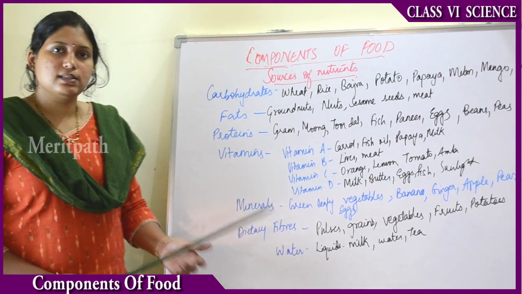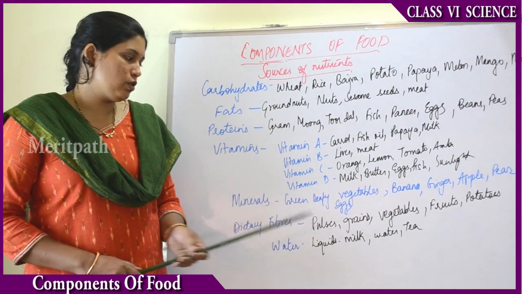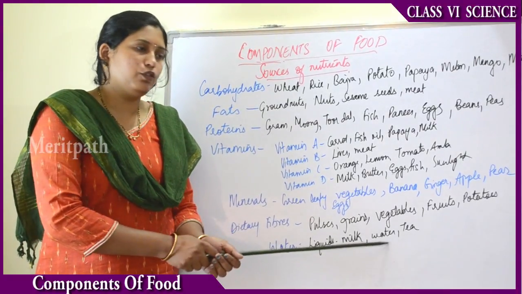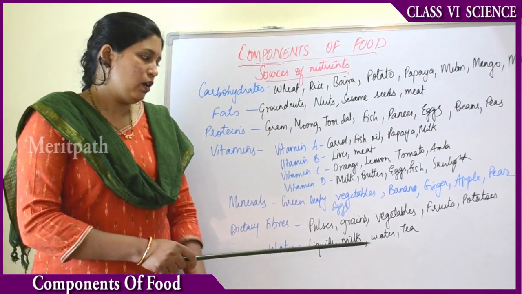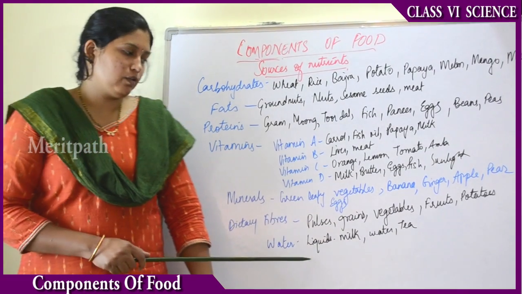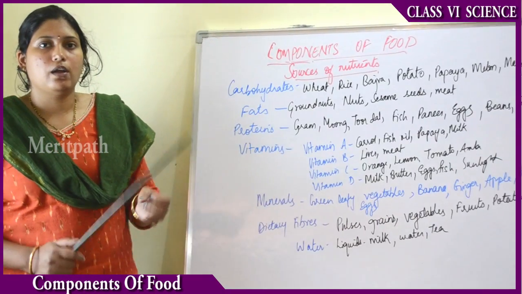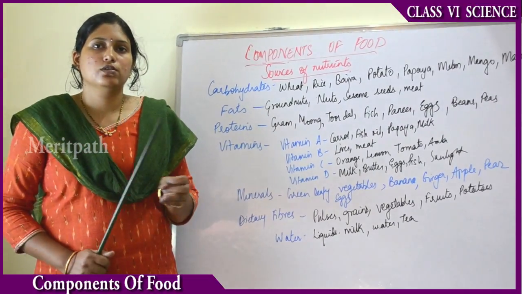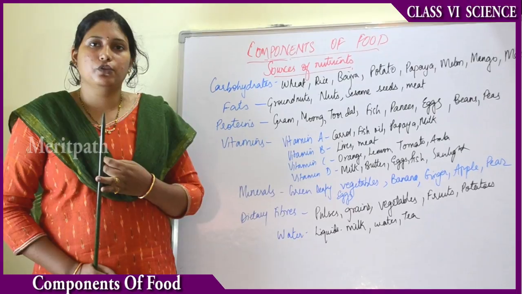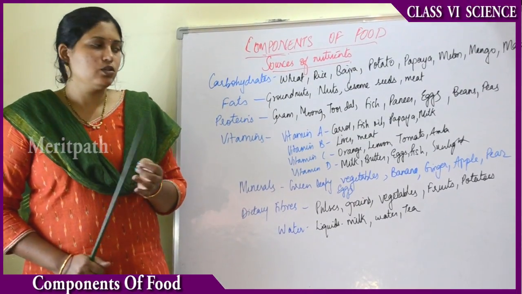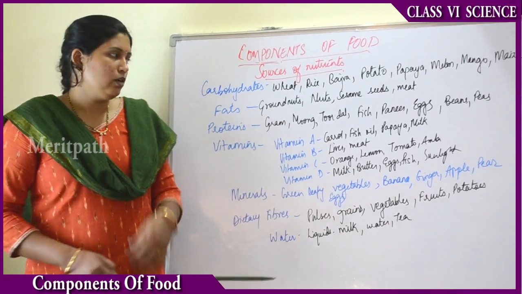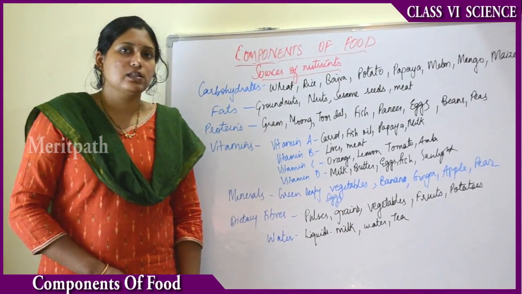Then water is necessary for absorption. The sources of water are liquids, milk, water and tea. If you drink water, your body will get water. If you drink milk and tea also, you will get water. So water is necessary for absorption of the nutrients as well as to expel waste from the body. So water expels the waste in the form of urea in the urine. So that is how water is useful also for expelling the waste from the body. So these are the sources of the nutrients.